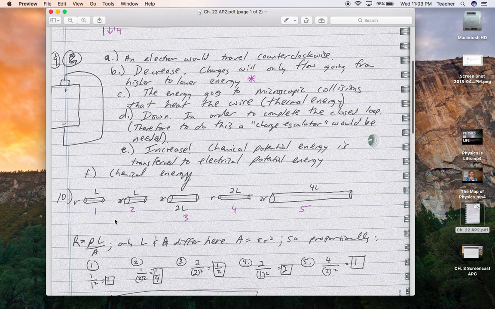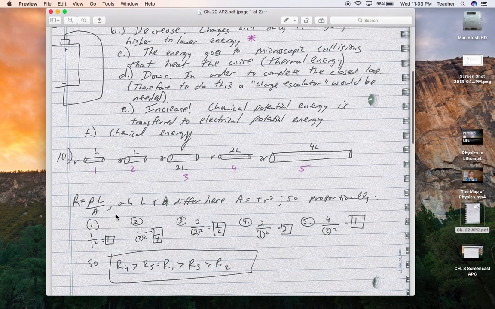For number 10, this is asking you to rank resistance. So we would think about the resistivity formula, which is a constant rho multiplied by the length divided by the area. Well, they only give you radius, so you have to really think about the area as being related to the square of the radius. So for number 1, it's 1 unit of length for me and 1 unit of radius. So I did 1 over 1 squared, and that's 1 unit of resistance. Again, it's not a real number, but it's something I can use for comparison.